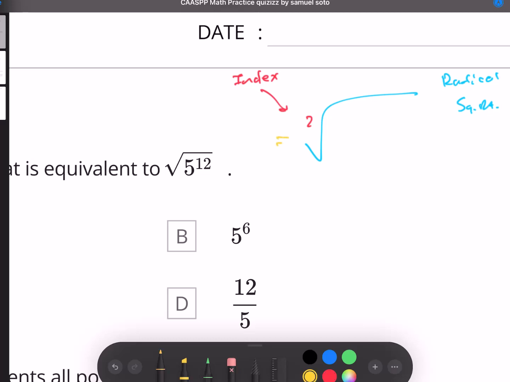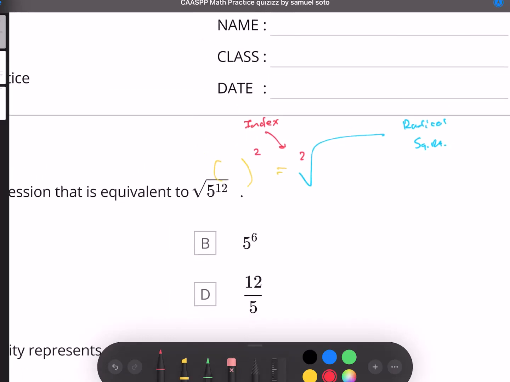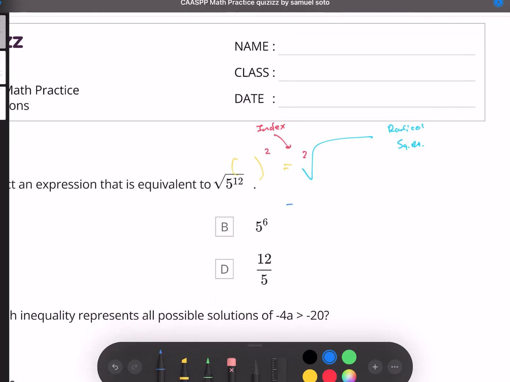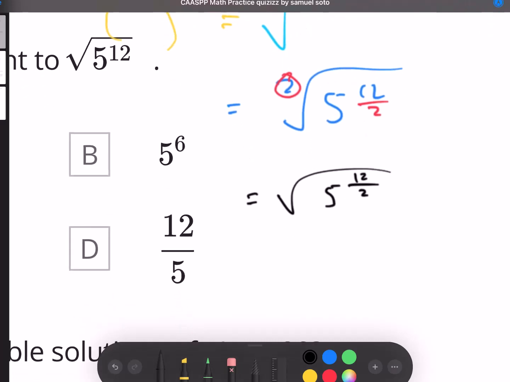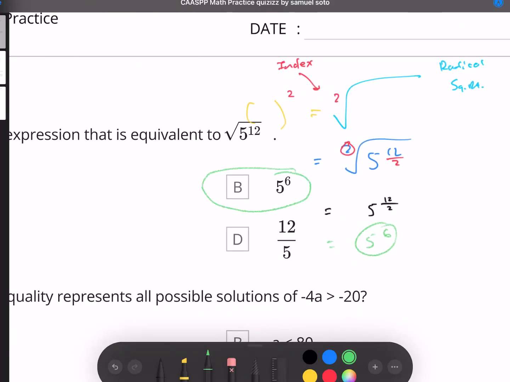Because if you get something equivalent, that's its opposite. In radicals, the index, 2, will become the denominator of the exponent. Let me say that again. The index will become the denominator of the exponent inside the radical. So you have 12 divided by 2. No longer do you have the square root sign. And 12 divided by 2 is 6. 5 to the 6th power, your correct answer is B.